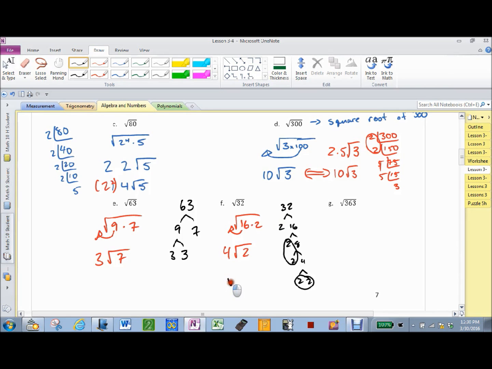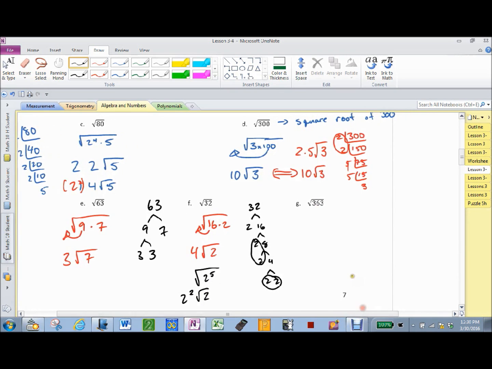I could also have written it this way. The square root of 2 to the 5th, couldn't I? 1, 2, 3, 4, 5, yes? And I know I'm going to divide that number by 2 to get out 2 squared, and I'm going to leave 1, 2 under there, because that's the remainder. Is everyone cool?